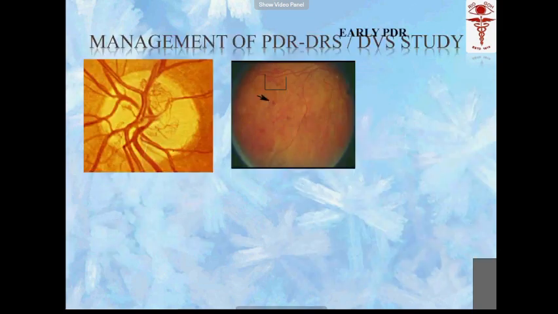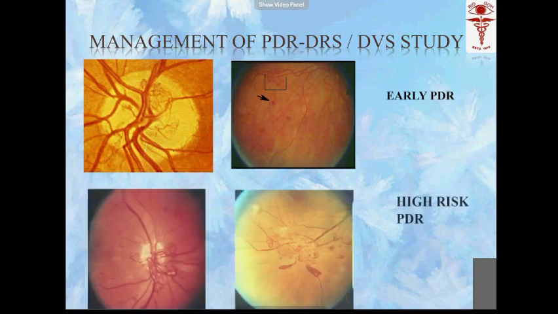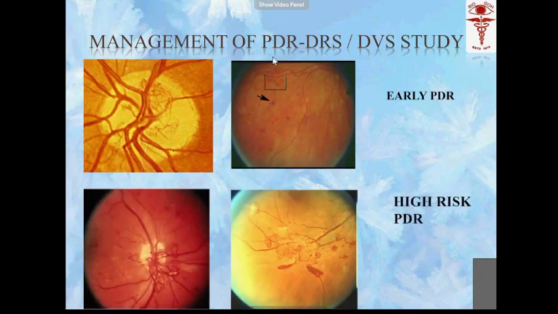So again, how do you classify a PDR? PDR is proliferative diabetic retinopathy. So it is classified as an early PDR or a high risk PDR. So what is an early PDR? So early PDR is the new vessels on the disc or elsewhere. If it's on the disc, it is less than 1/3 the disc diameter, or elsewhere is less than half the disc diameter. If this is the case, it is called as an early PDR. What's the high risk PDR?